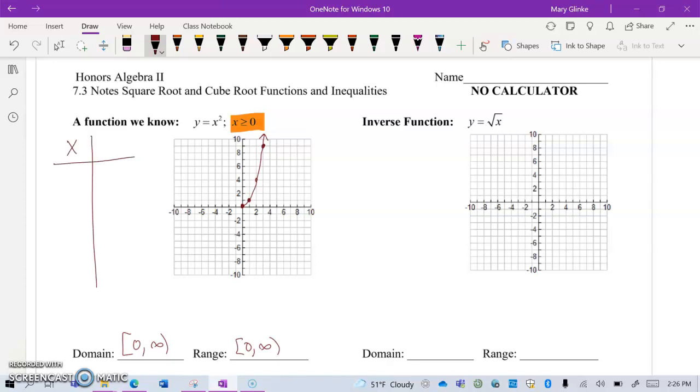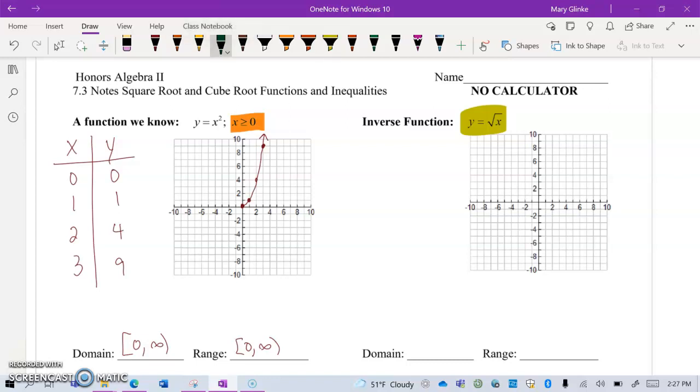If you were to make a table of values here, x and y, the ones that we graphed were 0, 1, 2, and 3, and when we squared them, we got 0, 1, 4, and 9. Now what we're going to do is take the inverse of the square, or the square root. So the inverse of x squared is the square root of x.